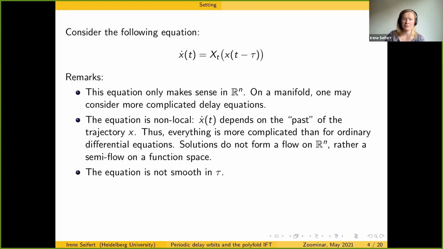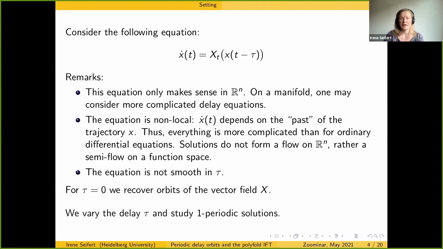And third thing I want to mention is that this equation is not smooth in tau, but I'll talk about this later. And then, of course, you see for tau equal to 0, we just recover the usual orbits of the vector field X. So the idea is now to vary this delay tau near 0, and study the one-periodic solutions, whether they persist or not.